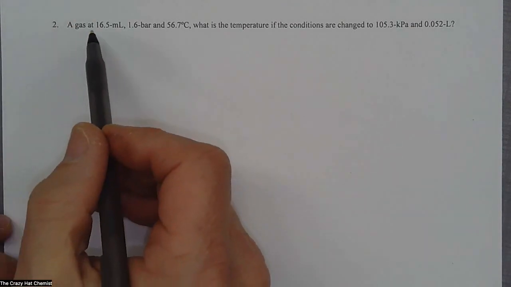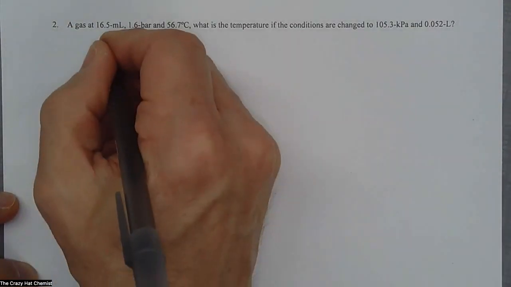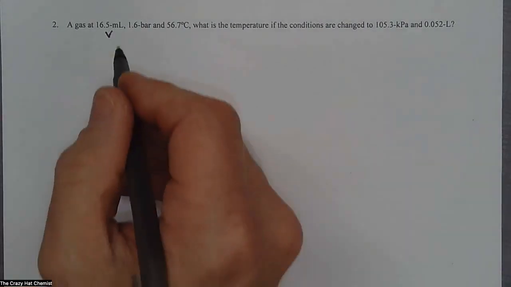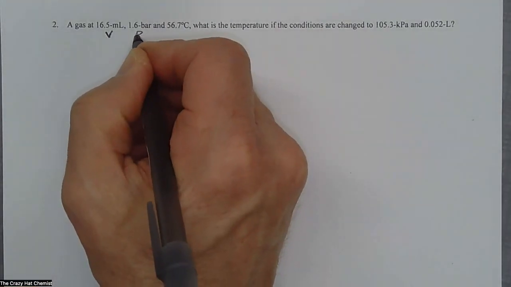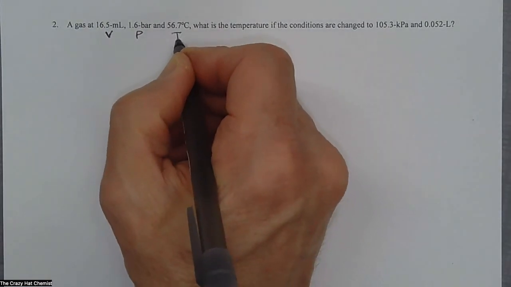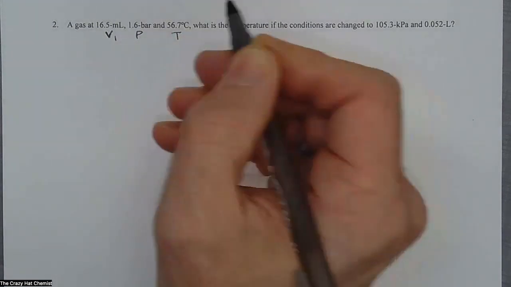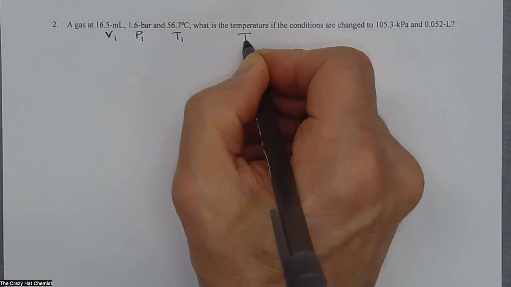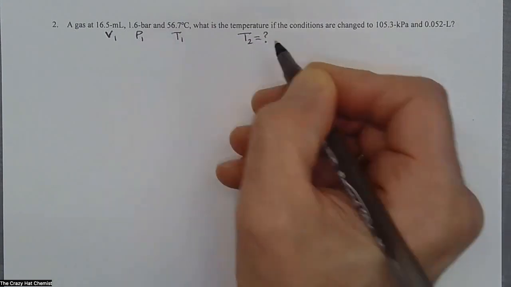It says a gas at 16.5 milliliters. That is most certainly a volume because milliliters. And then we have 1.6 bar. That is most certainly a pressure. And 56.7 degrees Celsius. That's a temperature. So I got V1, P1, and T1. And then it says what temperature? So that's temperature 2. That's my unknown.